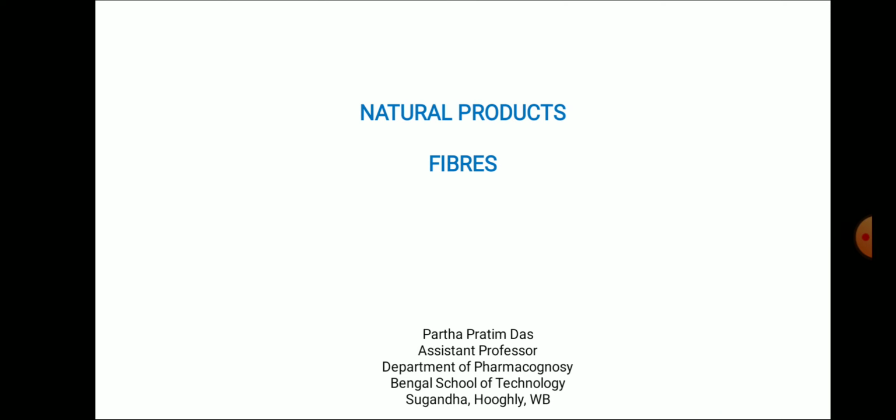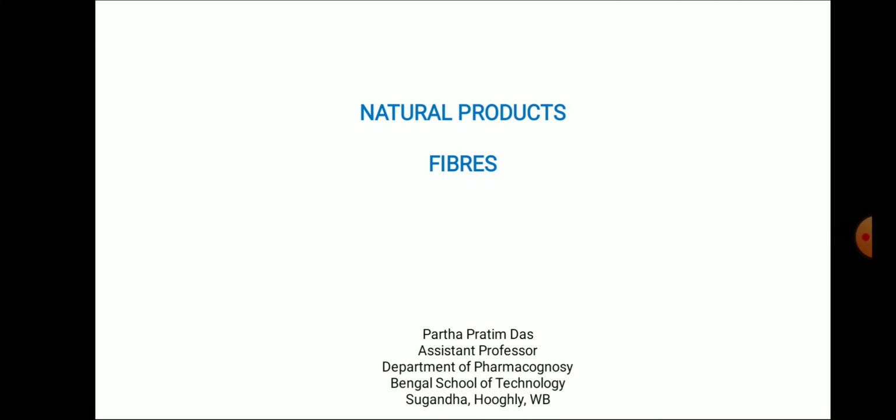For every natural product, there are a few important aspects which we'll cover more deeply. These are synonym or vernacular name of the plant, biological source, geographical source, macroscopical or morphological characteristics, microscopical characteristics, chemical constituents, chemical tests and uses. So remember that these points should be in your exam answer sheet.